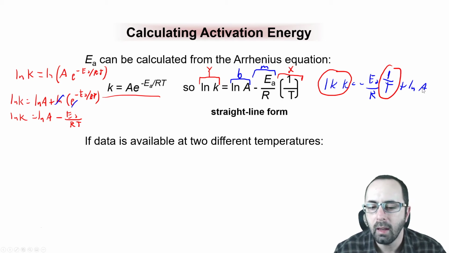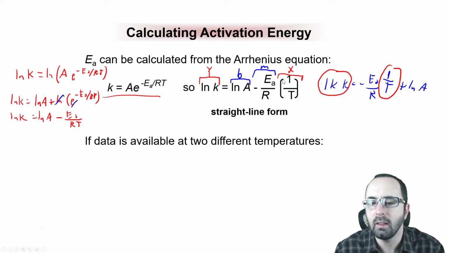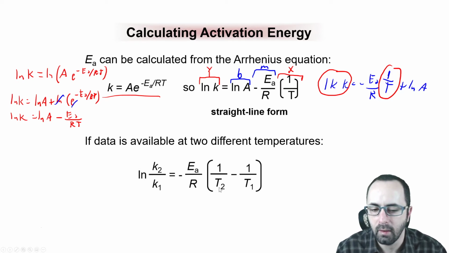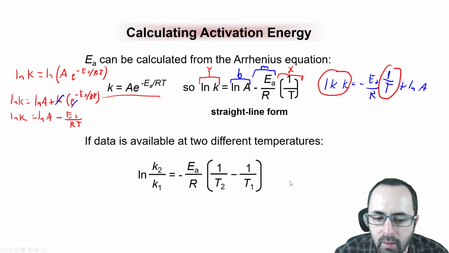Or if the data is available at two different temperatures, we can basically take one of these for the first temperature and subtract it from another one, and we get this altered form of the equation. And it's ln K2 over K1 equals negative activation energy over R times 1 over T2 minus 1 over T1. And this equation I would give to you if you need it. You don't need to memorize it.